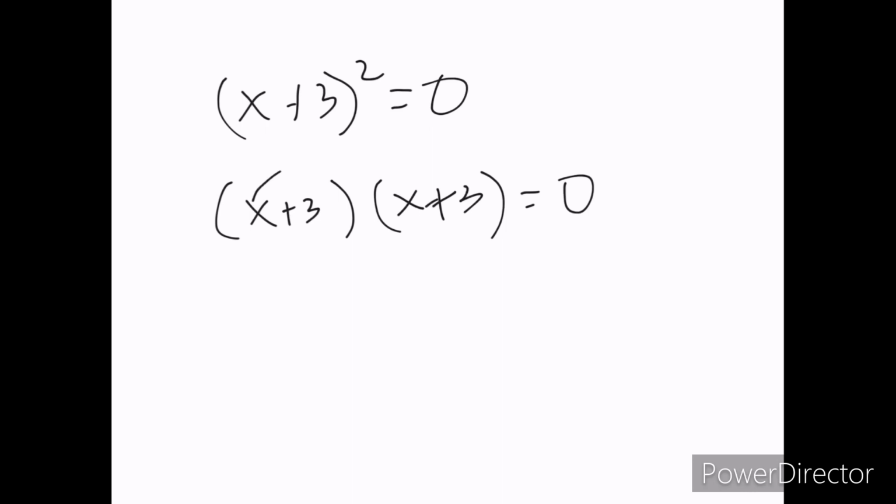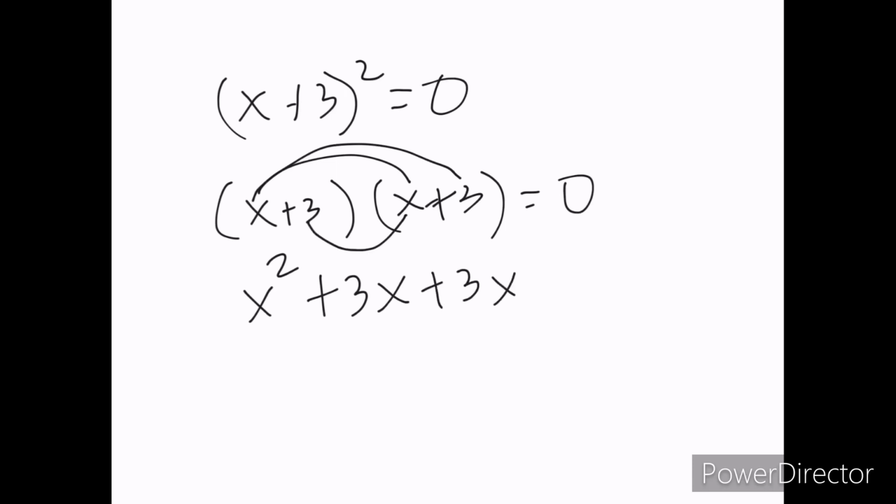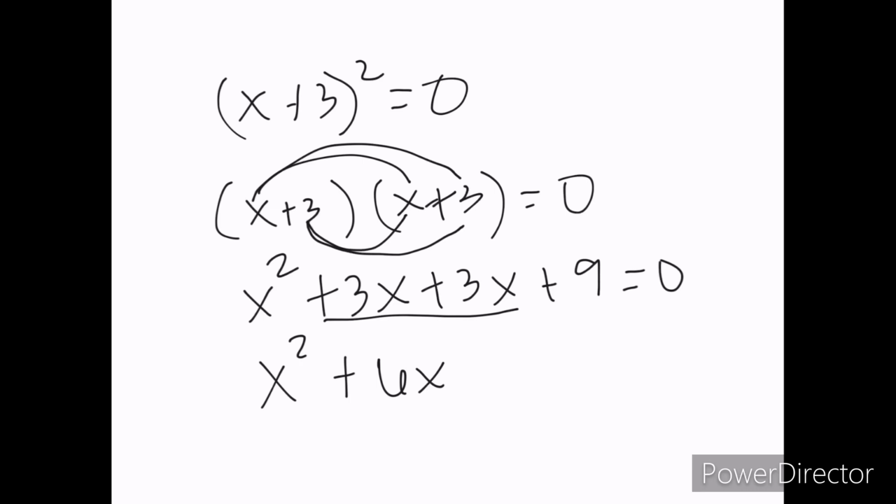Again, apply the FOIL method. First term, x squared. First term times the second term, x times positive 3 is plus 3x. Then positive 3 times x is plus 3x. Then positive 3 times positive 3 is plus 9 is equal to 0. Then combine the like terms. Simplify. X squared plus 6x plus 9 is equal to 0.